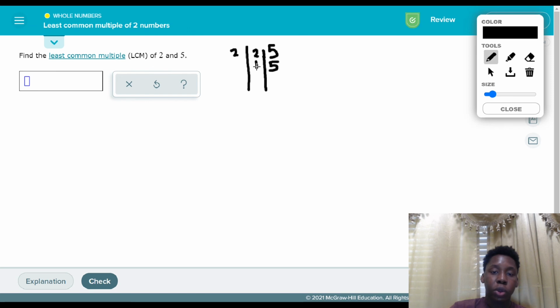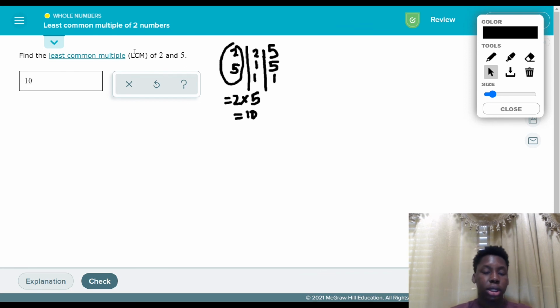We come to a point where one of the numbers is 1 and the other is a normal number, which is 5 here. Remember I said once one of them equals 1 and the other is a normal number, you can just put that number here. So this is a 5 here, and this remains a 1. 5 divided by 5 gives us a 1. Now both of them are 1. We multiply whatever is here by each other, so 2 times 5 equals 10. So the least common multiple between 2 and 5 is 10.